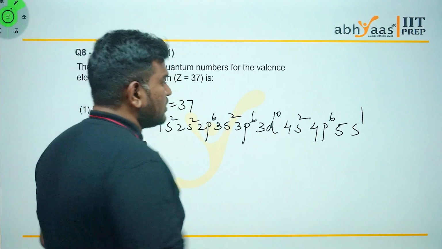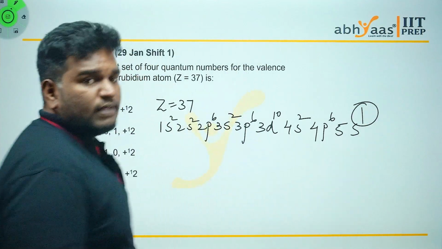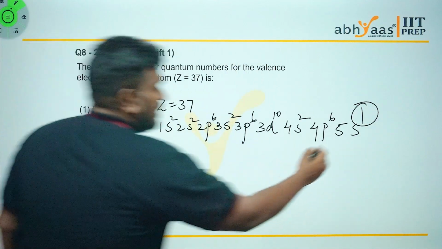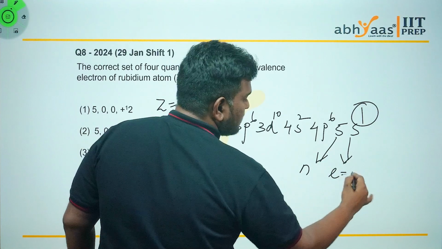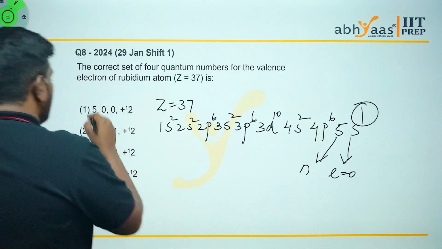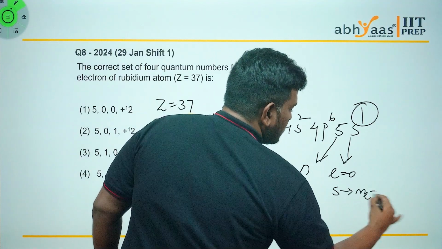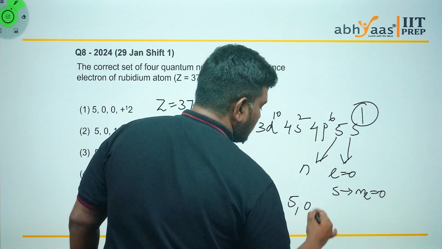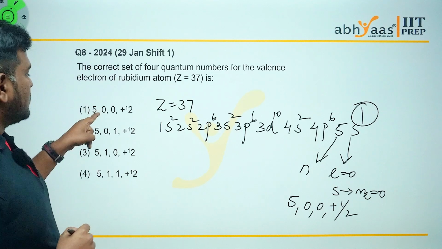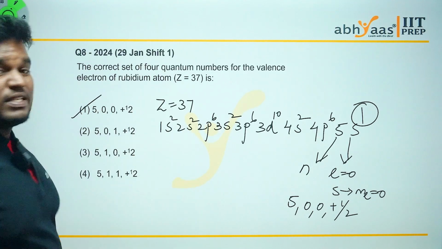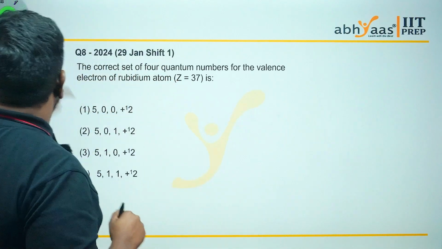So the last electron, the 37th electron, goes into 5s1. 5s1 means the principal quantum number n is equal to 5. Azimuthal quantum number l is equal to 0. So here 5, 0, and for s, ml value is 0. That means I have 5, 0, 0, +1/2. So what will be the answer? 5, 0, 0, +1/2. The first option will be your answer. Right. Now to the next question.